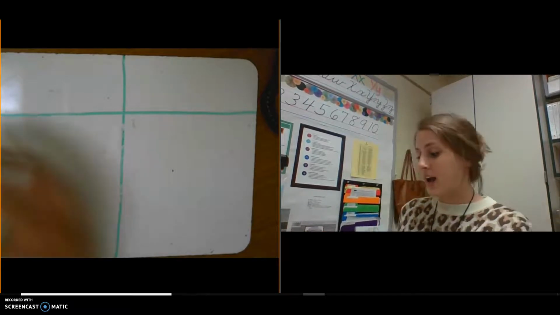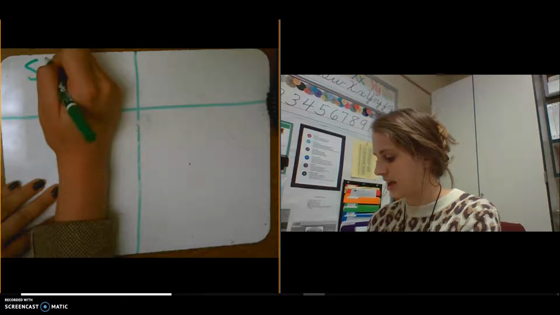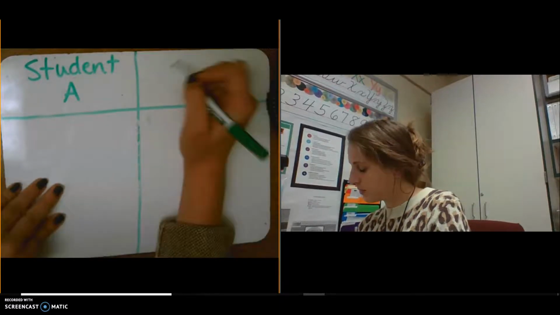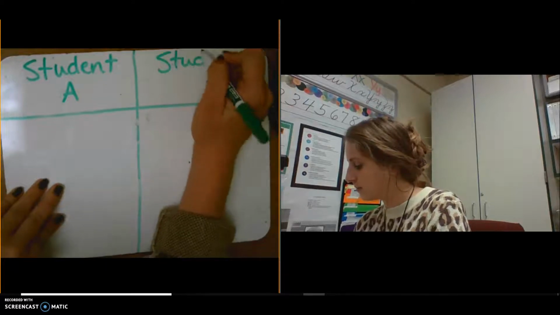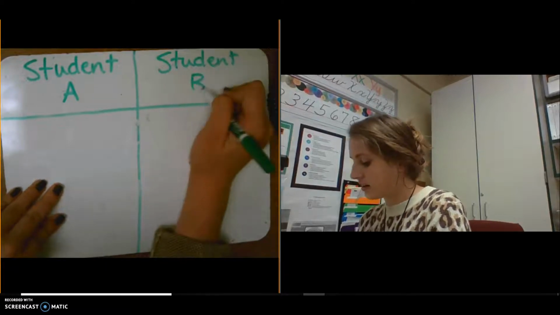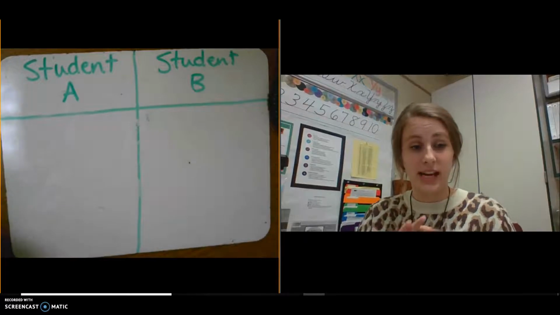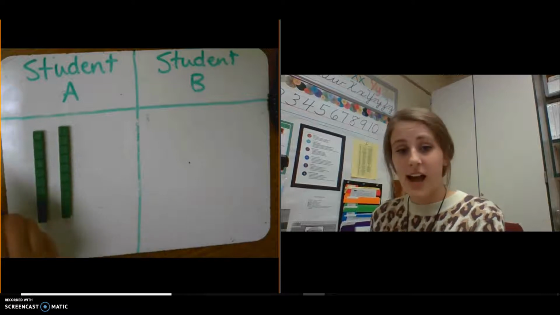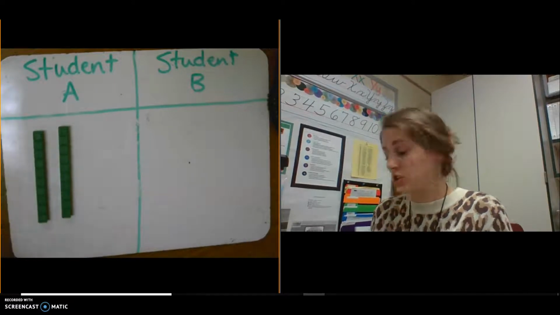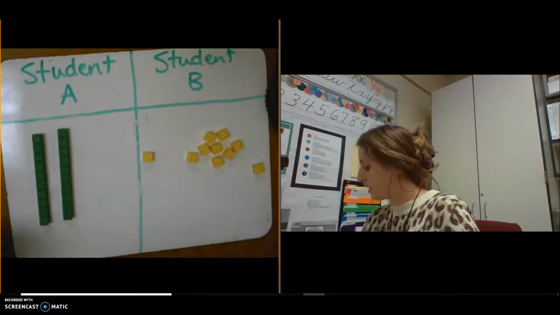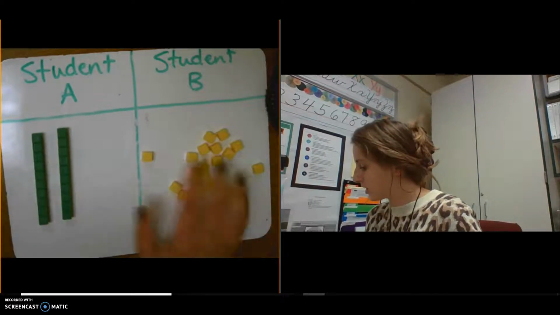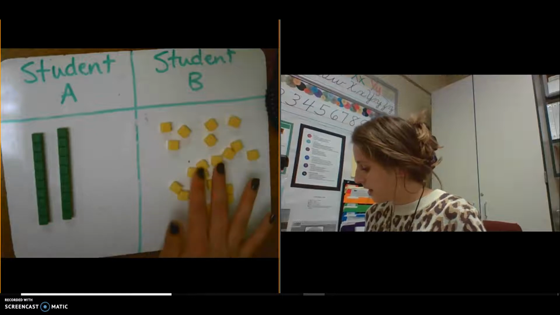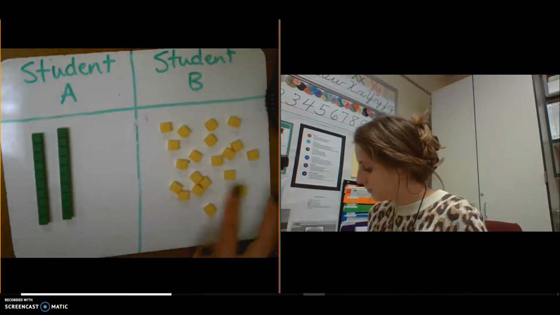So let's say I have student A, and I'm going to write this on my board. If I have student A and I have student B, and I give student A only 10 sticks. That's it. I only give them 10 sticks. And let's say I only give student B ones cubes. So I'm just going to put these on here in no particular order. This is kind of what it looks like. There we go. Make it a little easier for you to count.